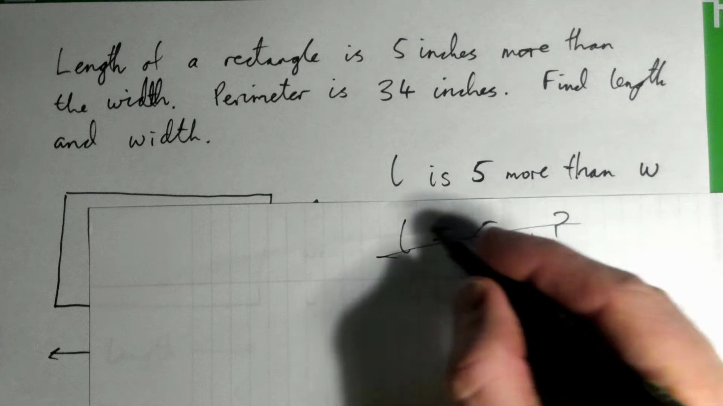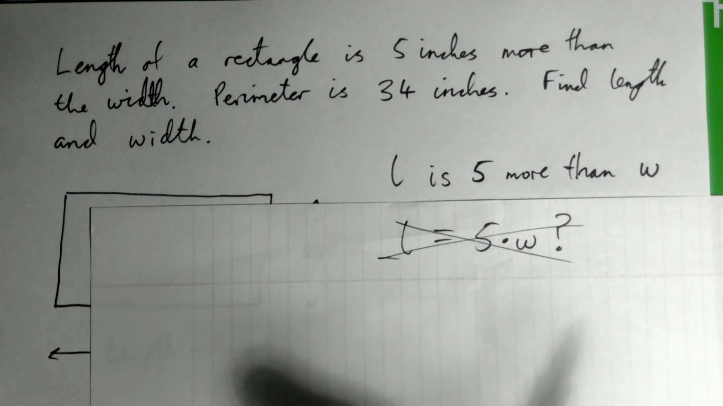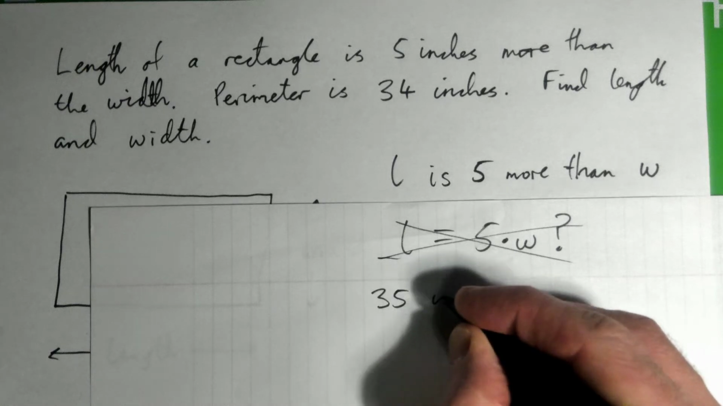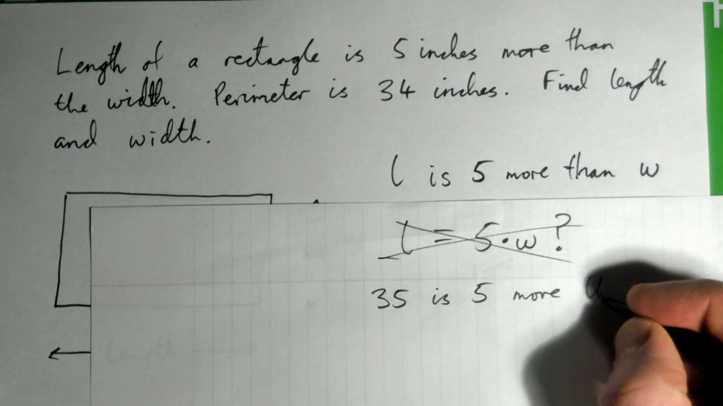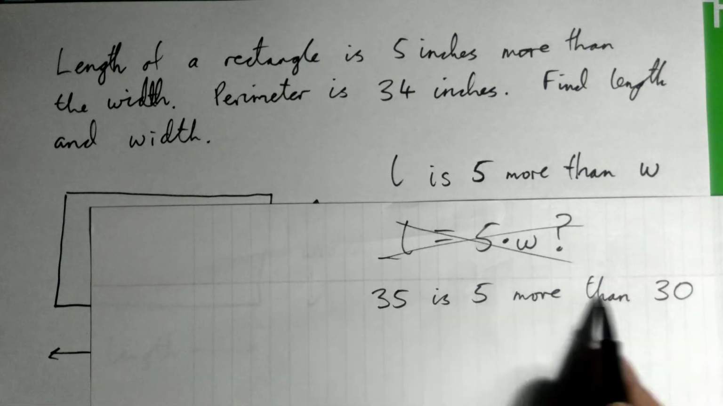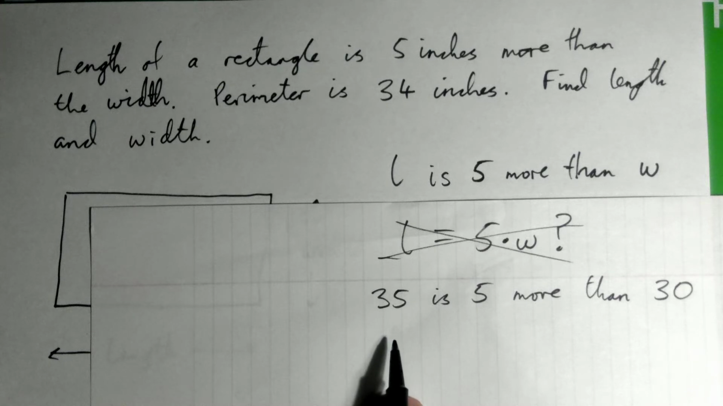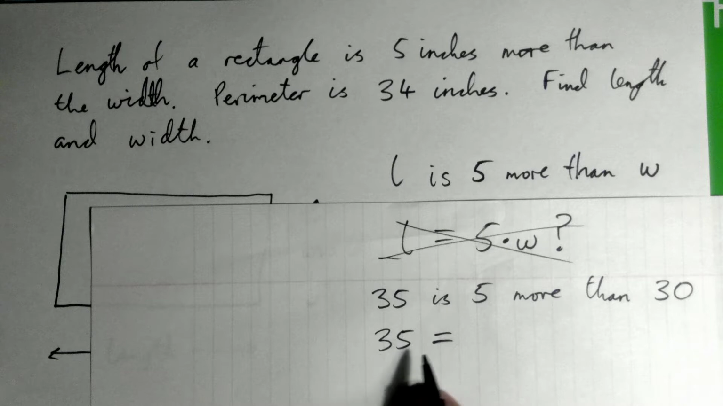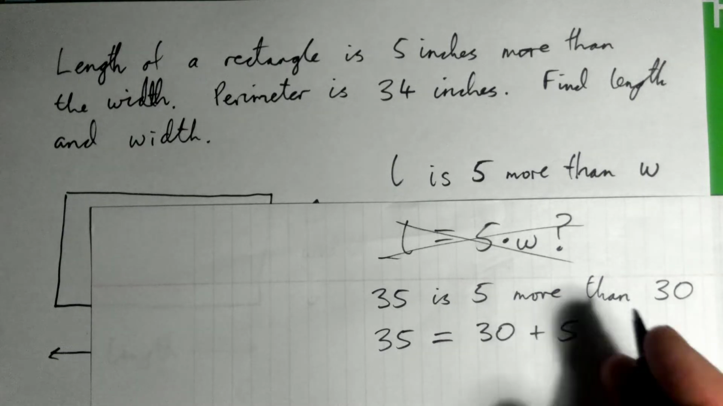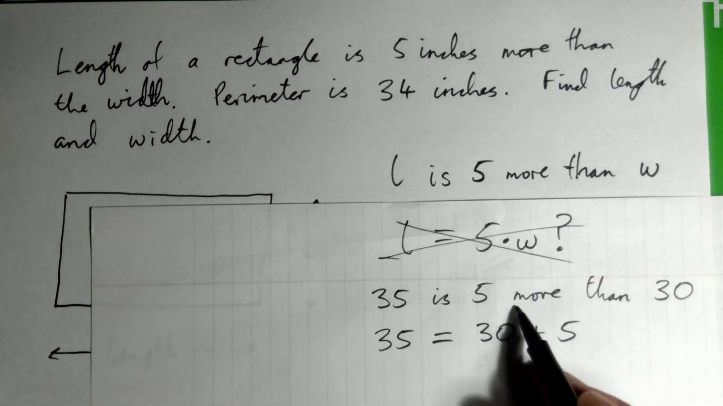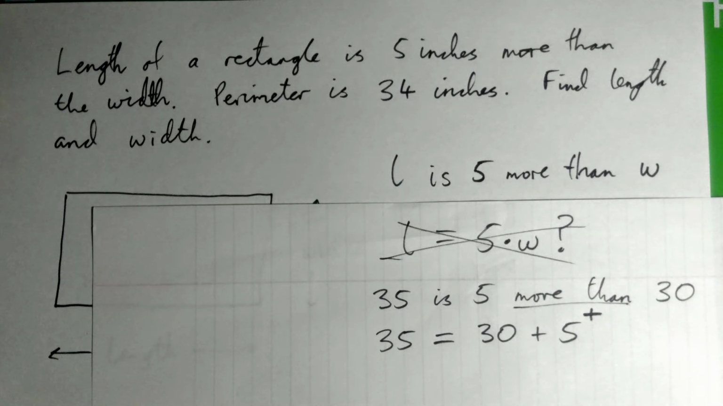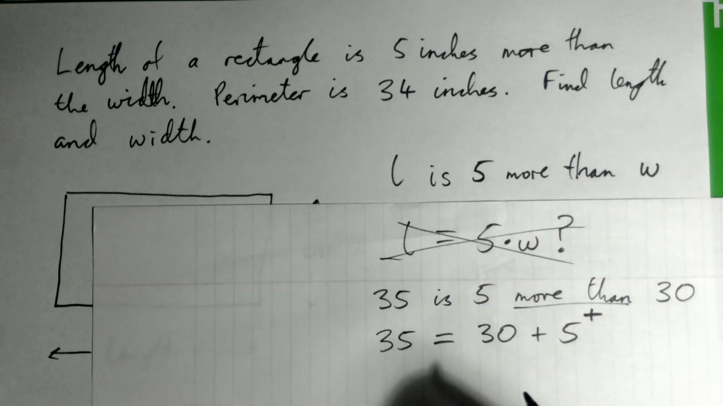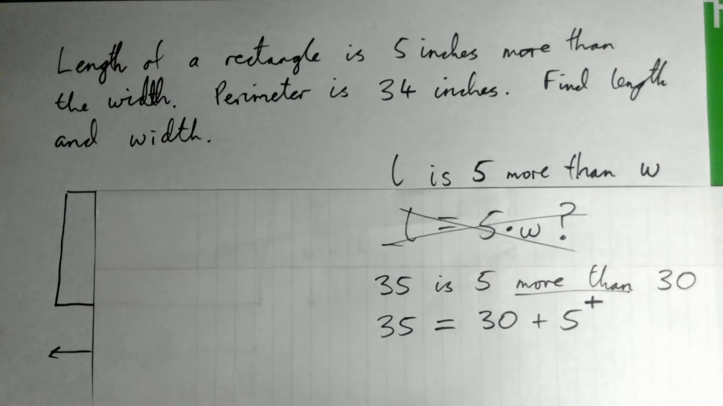Won't work, no. Now the reason for that, let me put it this way. 35, finish this sentence, is 5 more than 30. Good. Now turn this sentence into an equation. 35 equals 30 plus 5, not multiplied, right? So we're agreeing that when we say more than, that implies add, doesn't it? Not times. If it said 5 times the width, then you would multiply.